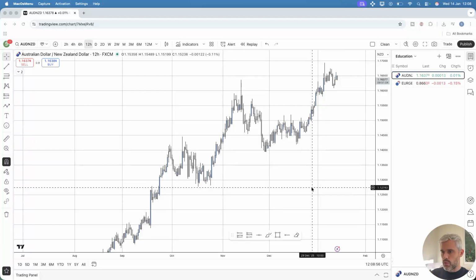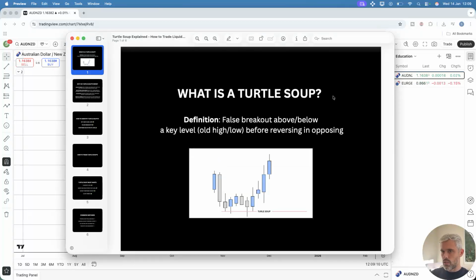And today what I want to do is show you exactly how turtle soups work, how to trade them, and how to integrate them into your trading so that you can take higher probability trades. So we're just going to do a little bit of theory, focusing on what is a turtle soup, why do they work, how to identify turtle soups, and then how we trade them. And we're going to look at two examples: Australian New Zealand dollar and Euro GBP.